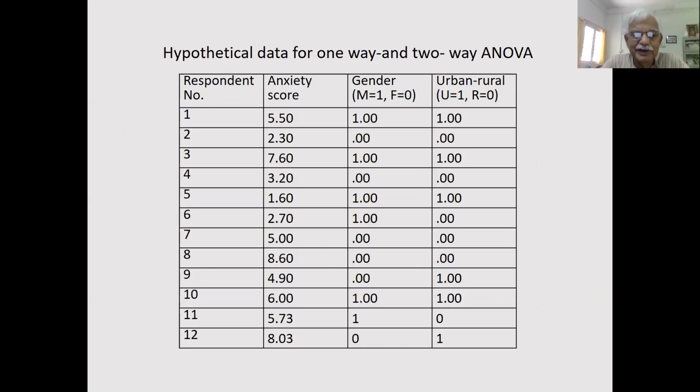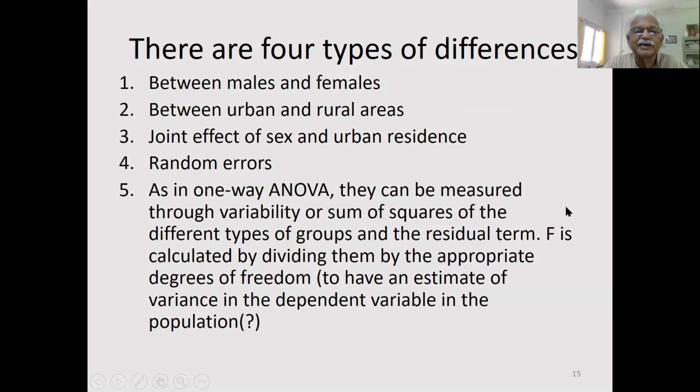This is the example of the data. Anxiety scores for 12 people, their gender and their urban-rural scores are given. 1 for urban areas, 0 for rural areas, and in gender 1 for males, 0 for females, and anxiety score, and the serial number of respondents. There are 4 types of differences: between males and females, urban and rural areas, joint effects of gender and urban-rural residents, and random errors.